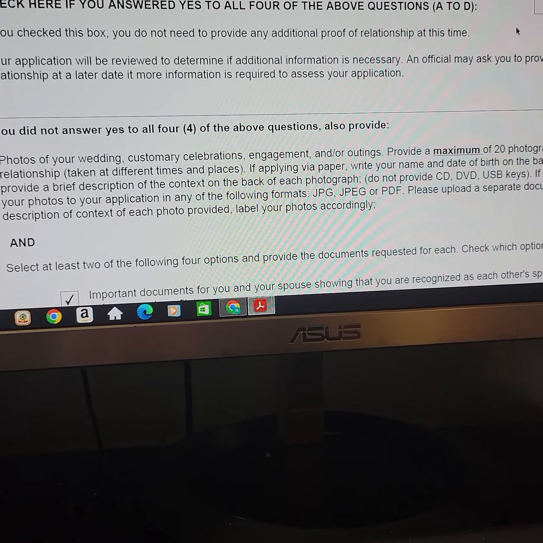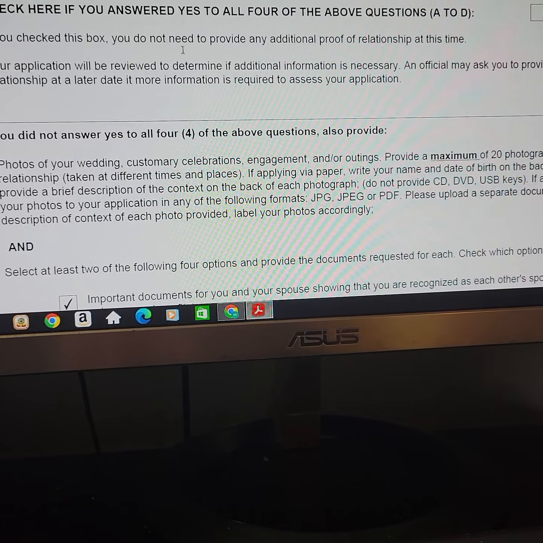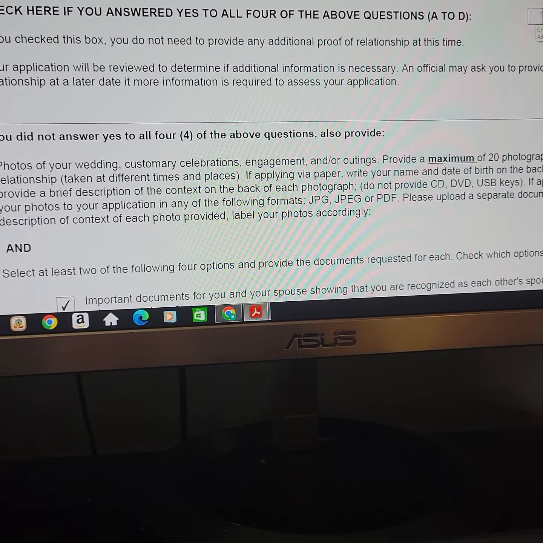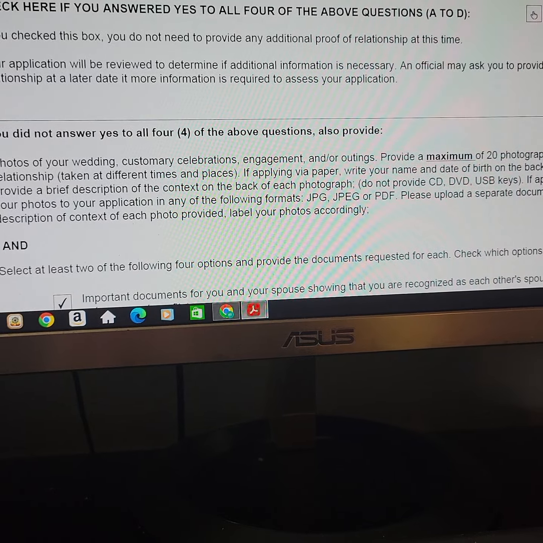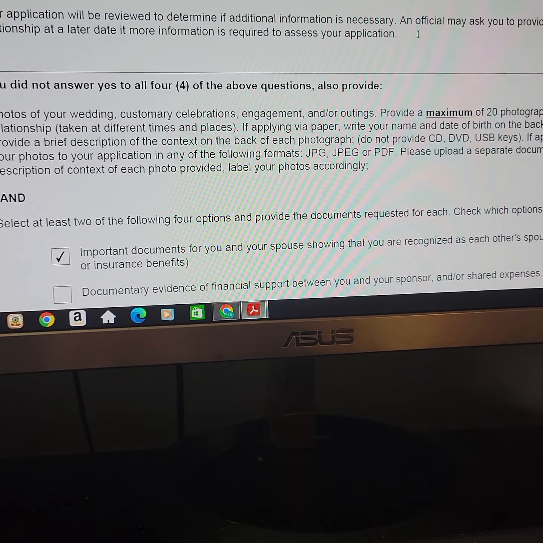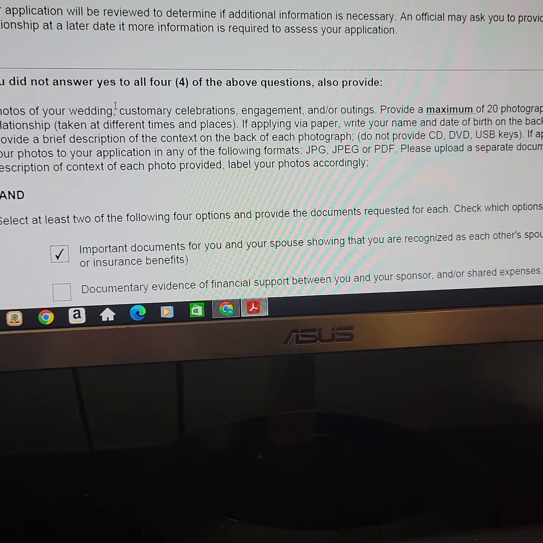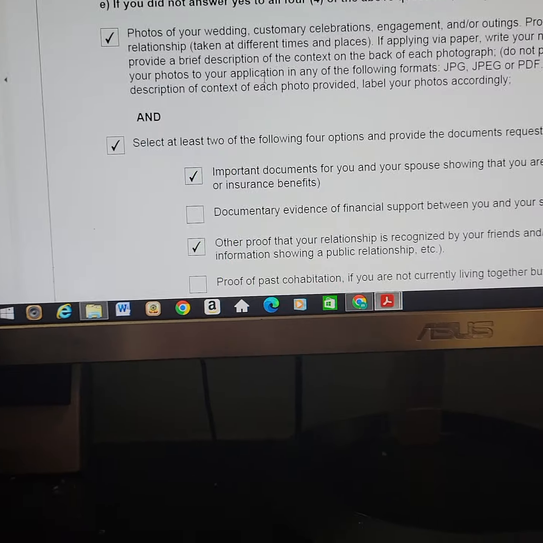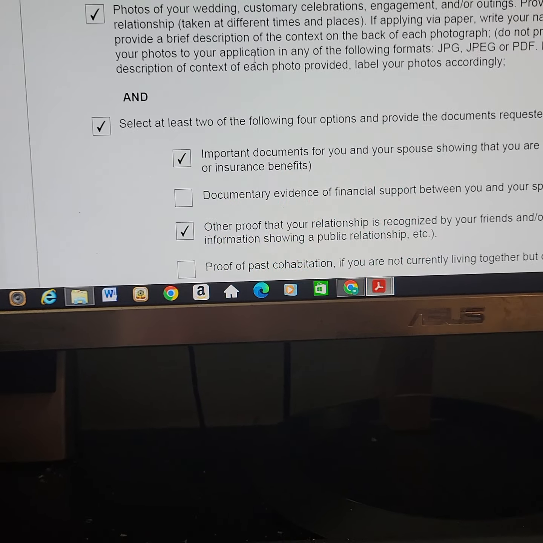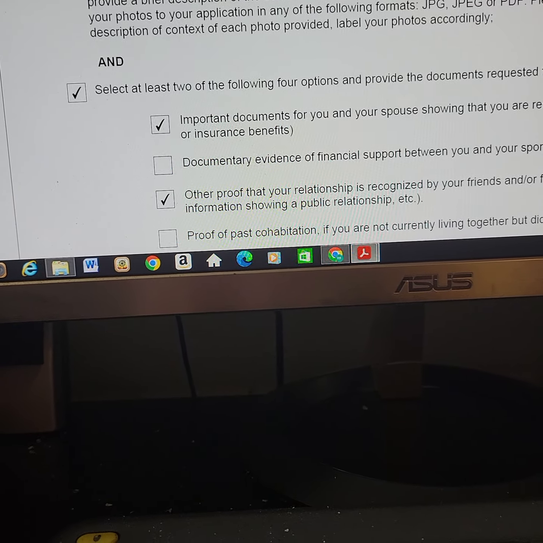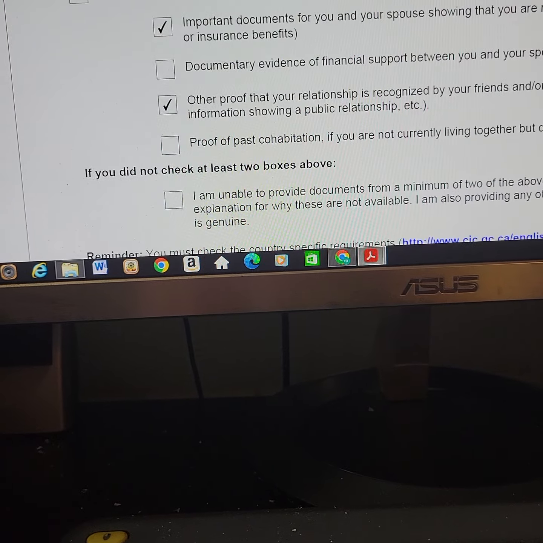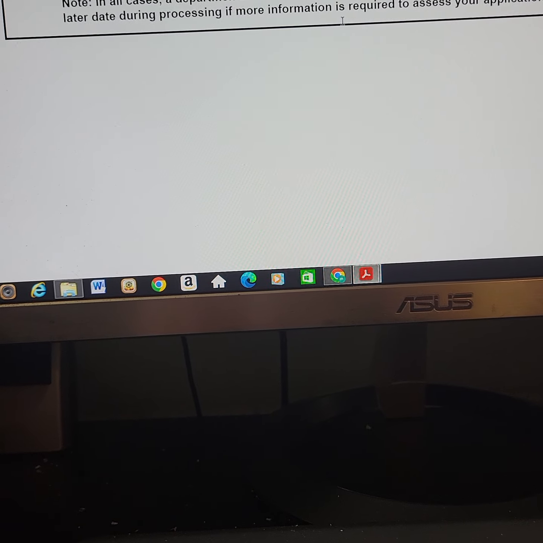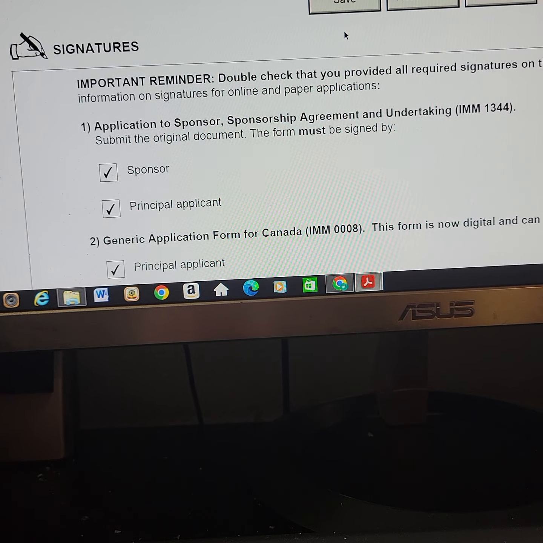Check here if the answers are yes to all four of the questions above, A to D. If you check this box, you do not need to provide more, which means that you have been together more than 2 years and live in Canada together, so you don't have to provide any of the other information. But if you answered no to any of these questions, then you have to provide the letters, the pictures, and all the other things. So make sure you read all this properly, one by one. And that's about that.